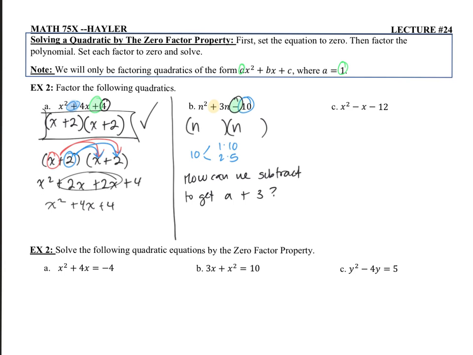Oops, I actually color-coded that wrong there. Let me redo that. Color coding, we're doing subtracting and positive 3. Awesome. Okay, so let's go ahead and look at the factors of 10 and see if we can do any subtractions to get a positive 3.